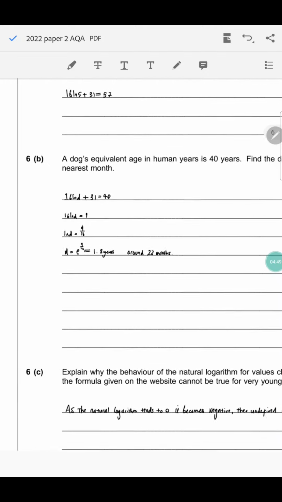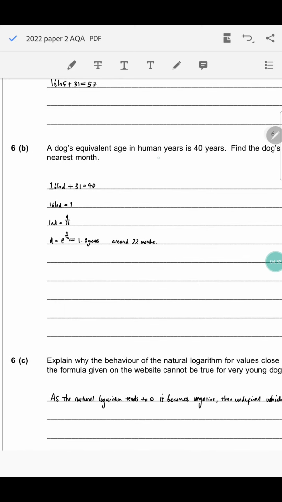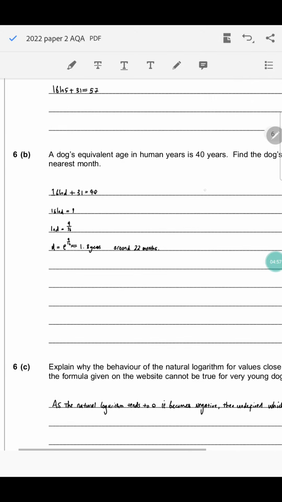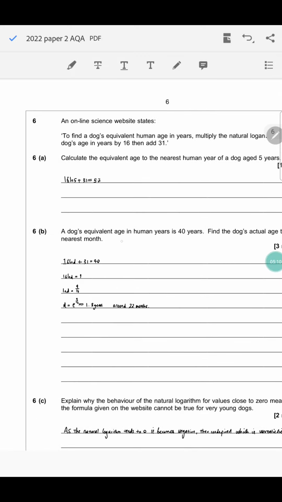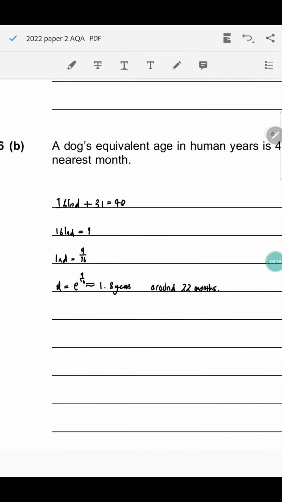Now 6b, a dog's equivalent age is 40 human years. Find the dog's actual age to the nearest month. Now we call the variable d, because d stands for the dog's age. And then we know that if we use the information from before, we get 16 ln d plus 31 equals 40, because it's equivalent to that.